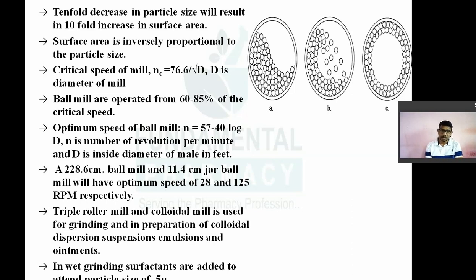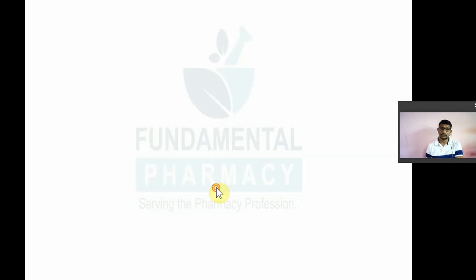So wet grinding along with the surfactant you can achieve particle size of 5 micron. In case of wet grinding, surfactants are added to attain the particle size of 5 micron. So if you add surfactant to it, the particle size becomes even smaller. These are the important points. And theories related to size reduction. How many theories are there related to this?